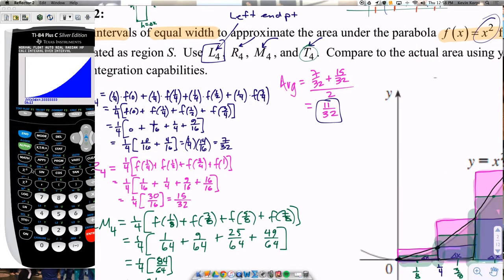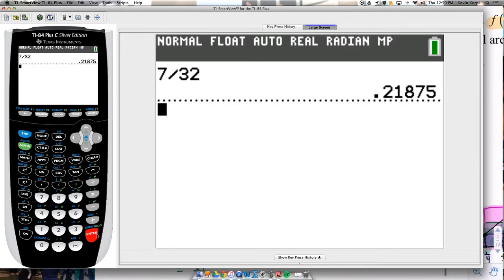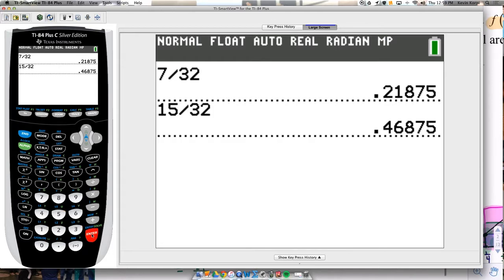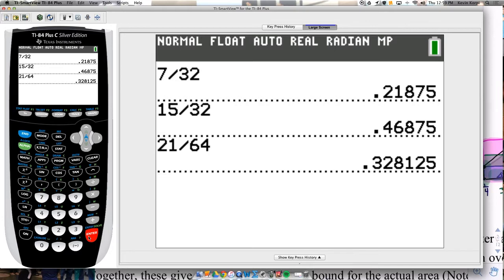So we could actually figure out how close some of these approximations were. The left endpoint was 7/32, which we said was going to be too small. 0.218. Yeah, that's pretty close to 0.3. Not really. The upper bound that was too big was 15/32. And 0.468. Yeah. It's close-ish, right? Now the midpoint was 21/64. Let's see how close that one was. Remember, all things being equal, the same number of subintervals, this one should be more accurate than the left and right in general. 0.328. Not so bad, right?